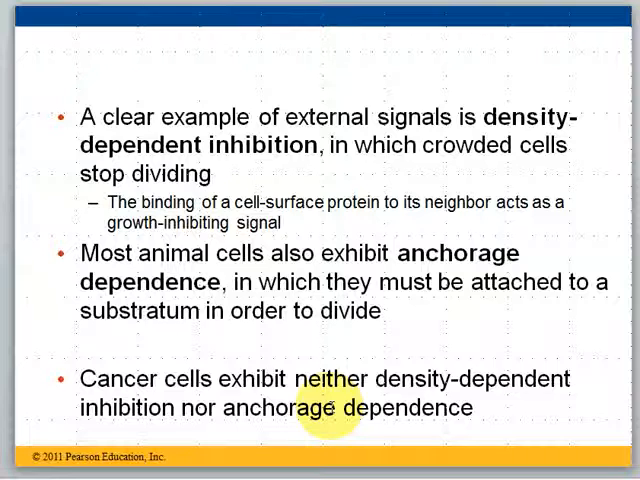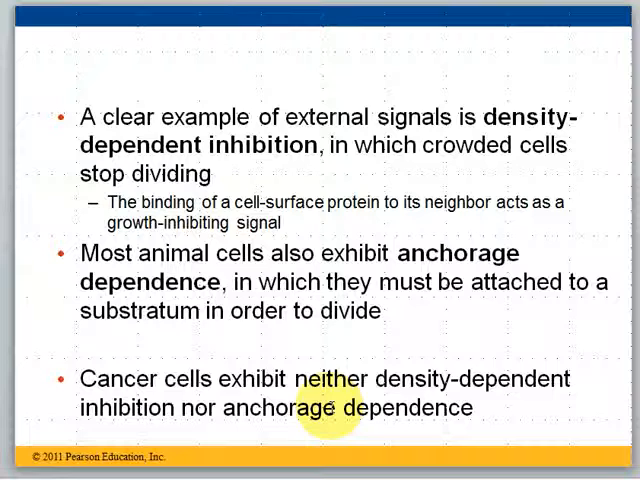Another example of these external signals has to do with whether or not the cell is attached to something. A lot of animal cells exhibit something called anchorage dependence. They have to be attached to some sort of substrate before they'll divide. If you have some animal cells just floating freely in a vial of culture media liquid, they don't go through a lot of division. If they are in a petri dish where they have a solid media that they can bind to or anchor themselves to, then they will divide.